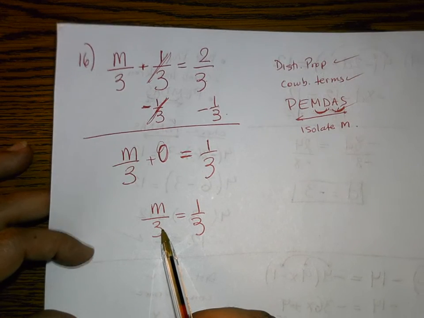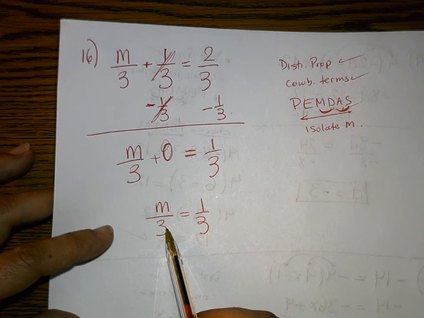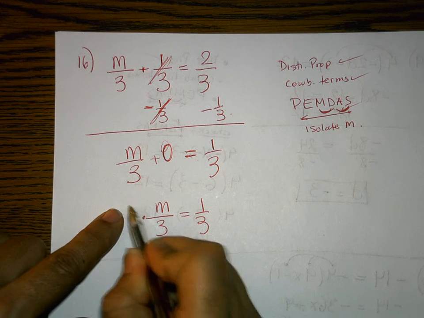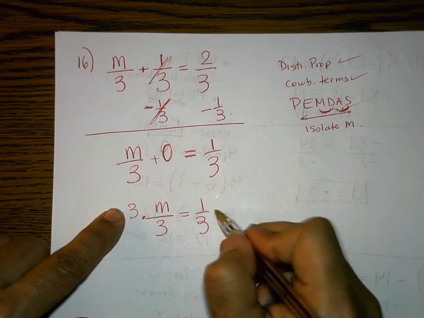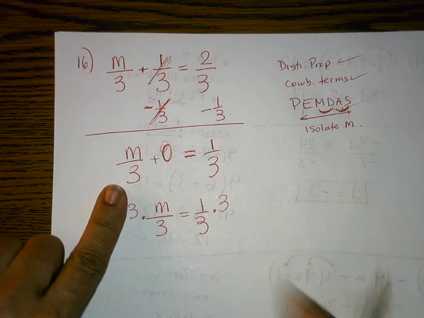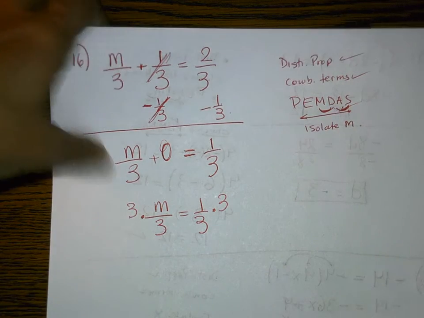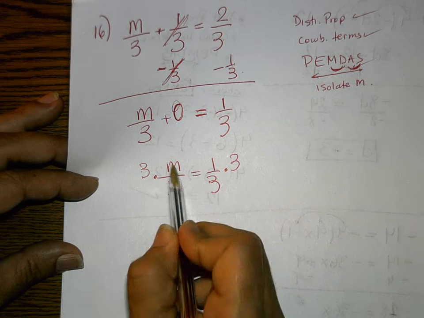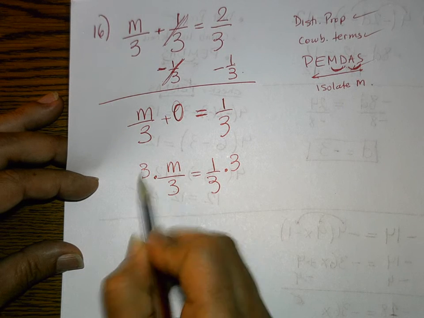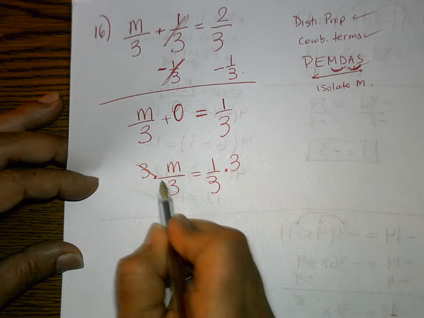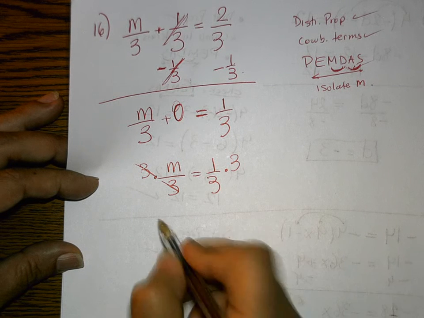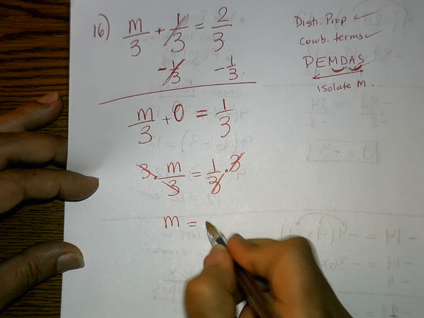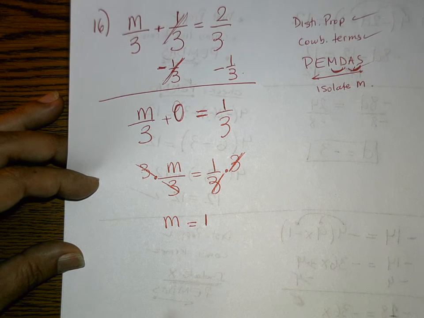Then I must use multiplication. I multiply by 3 on both sides. If you do it to the left, you better do it to the right. If you multiply by 3, then 3 times m divided by 3 is redundant, so they cancel each other. So m equals 1.